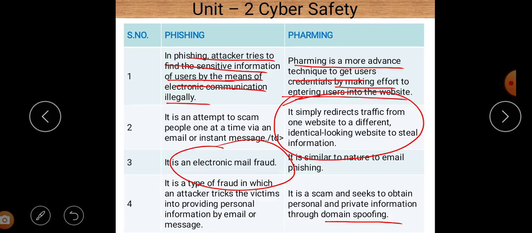And in pharming, a fake website is created. First of all, always remember that in pharming, a fake website is created which appears to be official, and users then access the website and a request pops up regarding username, password and other credentials. So that is the main concept behind pharming.